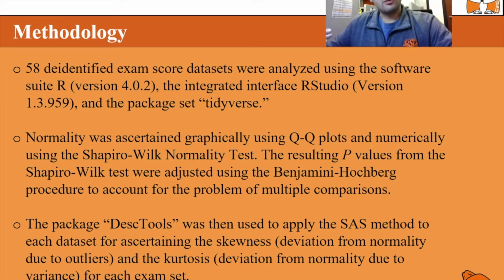Thus, any p-value less than 0.05 corresponds to statistically significant deviations from normality. Due to the problem arising from multiplicity, we corrected the resulting p-values using the Benjamini-Hochberg procedure. Then we used the package desk tools and applied the SAS method to characterize the deviations from normality by determining skewness and kurtosis. Skewness is deviation from normality due to outliers, and kurtosis is deviation from normality due to variance, and we did this for each exam.